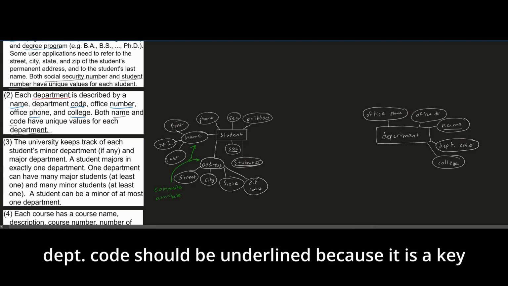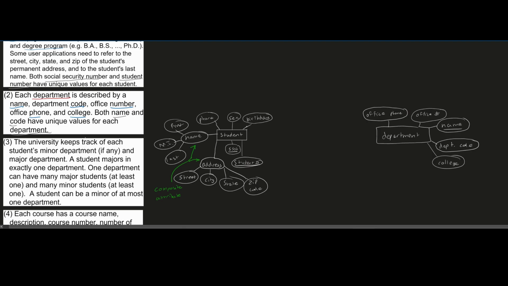Now we have: the university keeps track of a student's minor department, if any, that's important, and the major department. A student majors in exactly one department. One department can have many majors, at least one, and many minors, at least one. A student can be a minor in at most one department. So we have a student and the department, and in between them we are going to have our major and our minor. We're going to do one thing at a time.